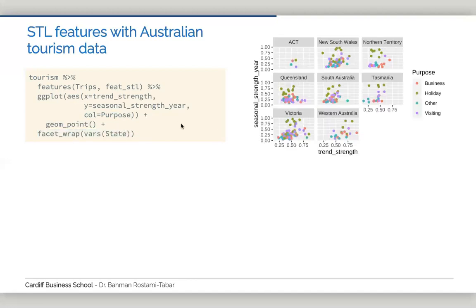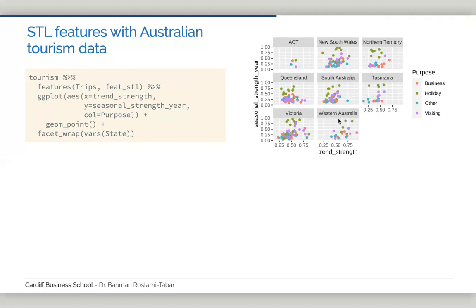If you run this, this is what you get. What is important to highlight here, again, is that the x-axis is the strength of trend and the y-axis is the strength of seasonality. It is crystal clear that the green color, which corresponds to holiday, is always higher, because this is changing from 0 to 1.